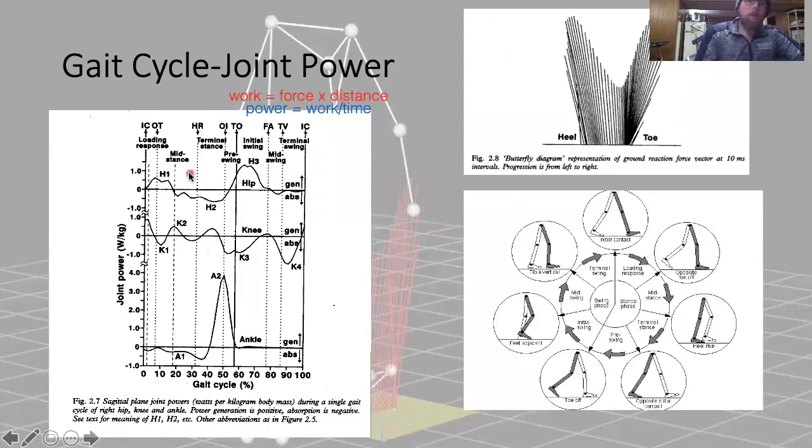We can go through this graph here. You can obviously go through it on your own. I think it's really good practice for you to go through this graph on your own and look at, okay, where is joint power generation happening? So when we get to toe off here, we have a lot of joint power generation at the hip. Where are we seeing a lot of generation? Where we're seeing the biggest? Look at this right here.